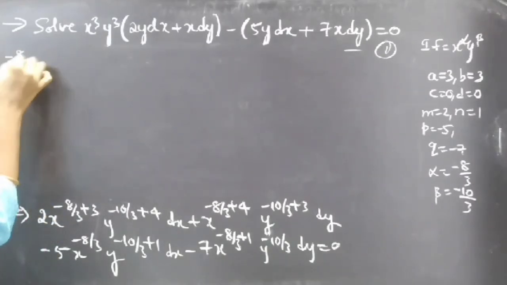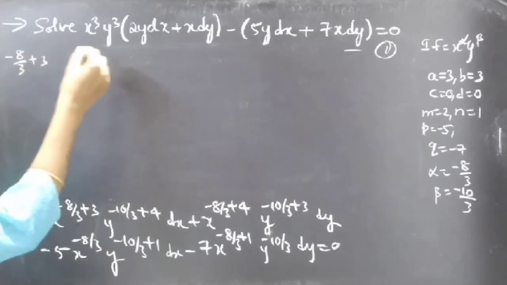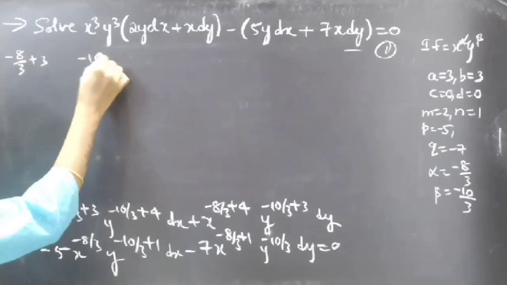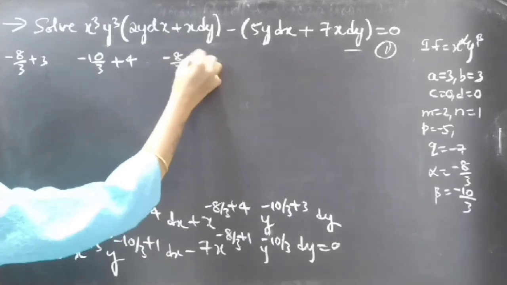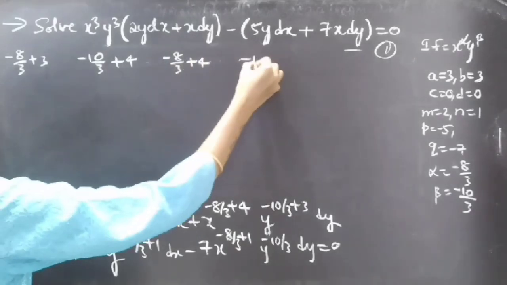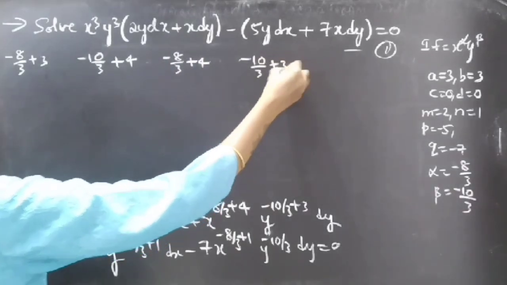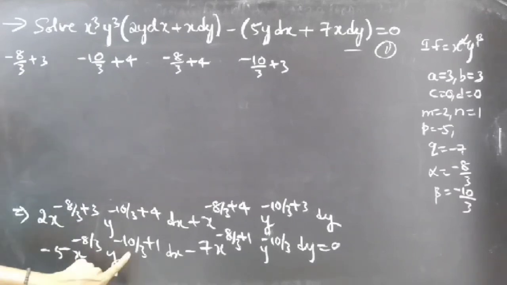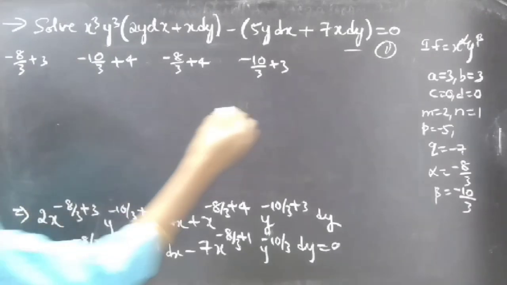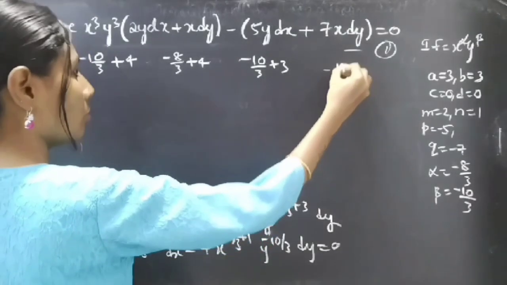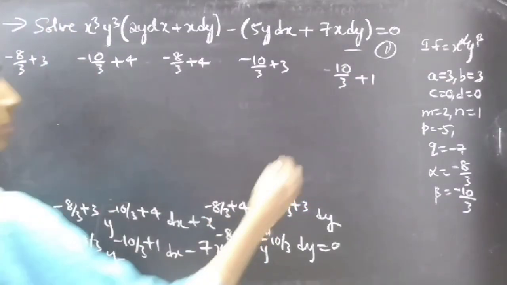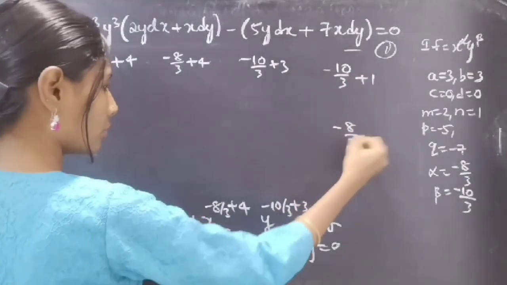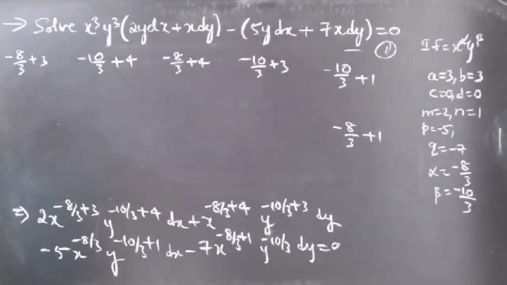So we are having minus 8 by 3 plus 3, minus 10 by 3 plus 4, minus 8 by 3 plus 4, minus 10 by 3 plus 3, and minus 10 by 3 plus 1, minus 8 by 3 plus 1. Let's simplify all this.